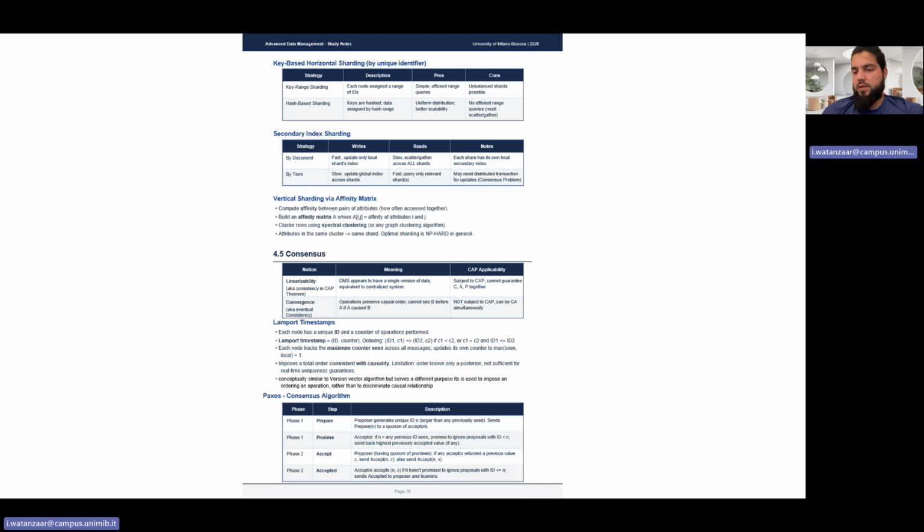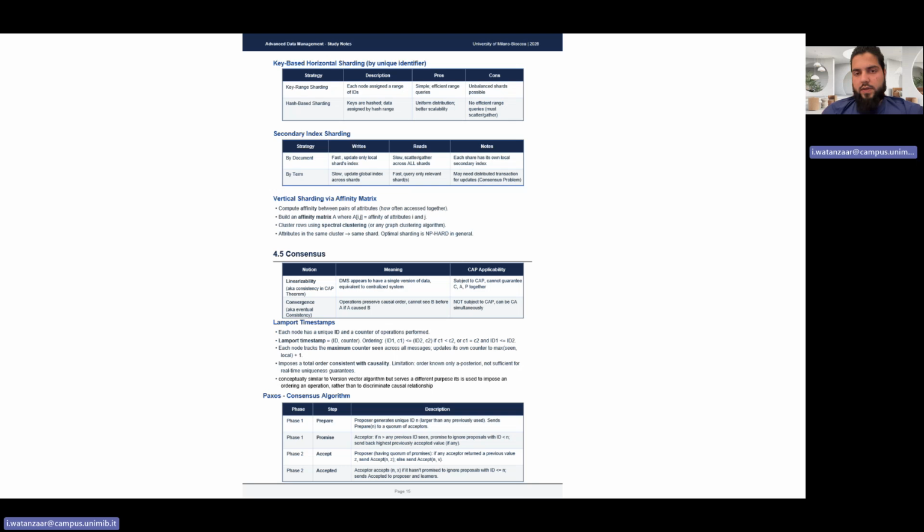Okay, so the consistency problem is coming from the leader selection. In the single leader, not in multiple leader, but in the multiple leader, we are having the problem of conflict resolution. So here again, we face that with secondary index sharding by term, we need distributed transactions for updates. So here the consistency problems are arising. So we have consensus algorithms. Later on, we will be discussing them.